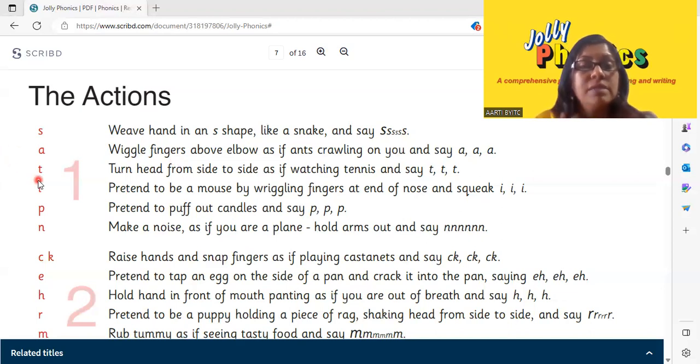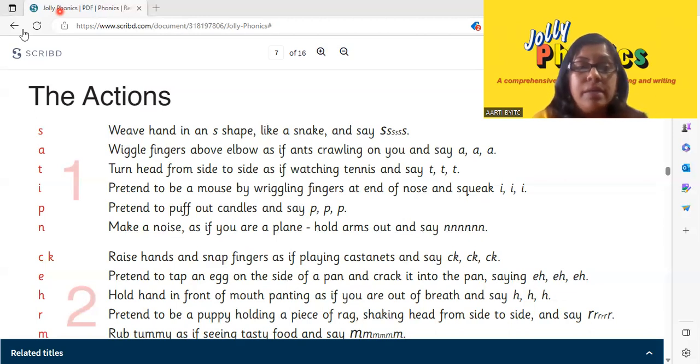Now letter T. Letter T is turn head from side to side. Now you have to turn your head like this, one time like this, one time like this, as if you are watching tennis. When you see a tennis game, you look at one player, then you look at another one. And you say t, t, t. So turn your head from side to side and say t, t, t. That is the sound of letter T.